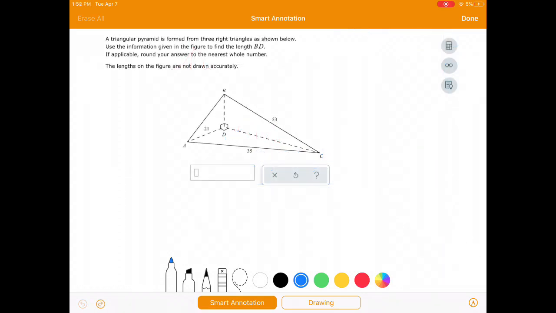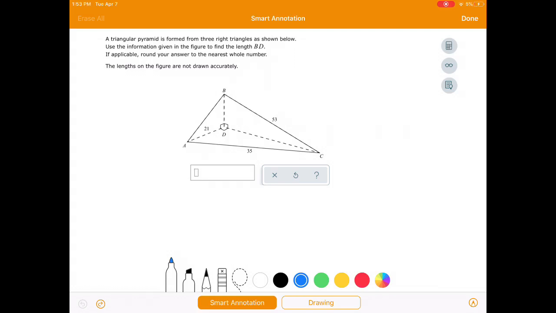And now we're at the last problem. We like to save the best for last, and most of you know when I say best, I usually mean the most challenging and difficult. And this one says a triangular pyramid is formed from 3 right triangles as shown below, and using information given in the figure to find BD.